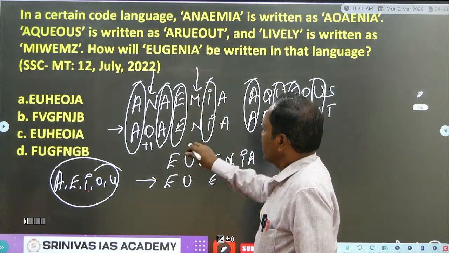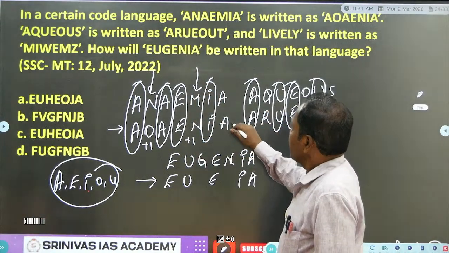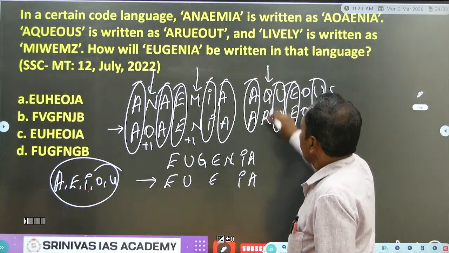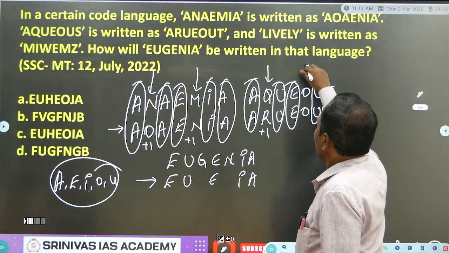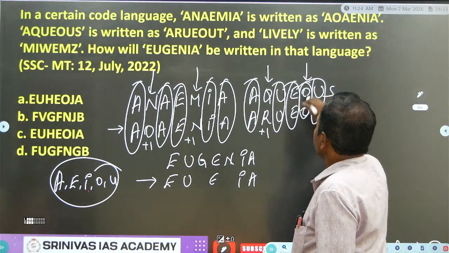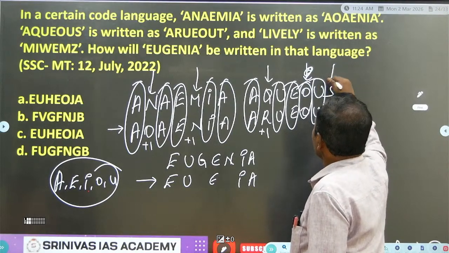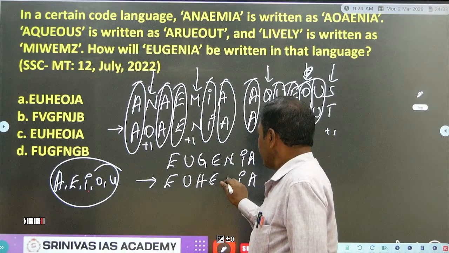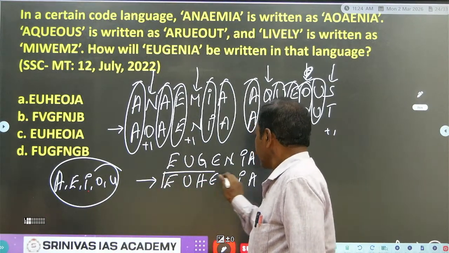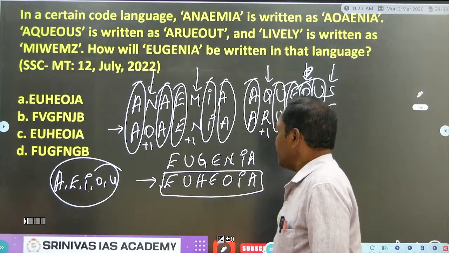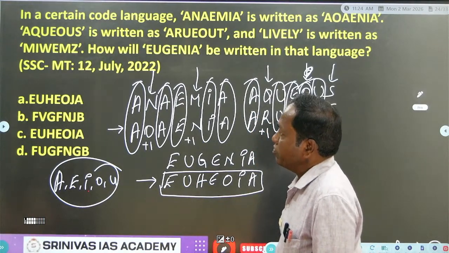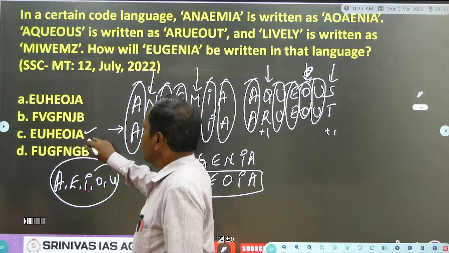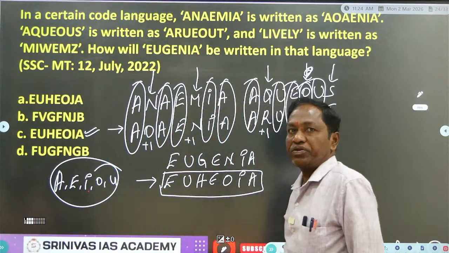MN, plus 1. This is the vowel letters again. Now here QR, plus 1. Even this vowel letters not required. ST, plus 1. Vowel letters are plus 1. G, H, N, O. That's it. EUHEOIA is the option C, the appropriate one.